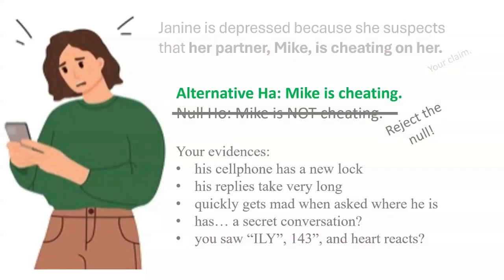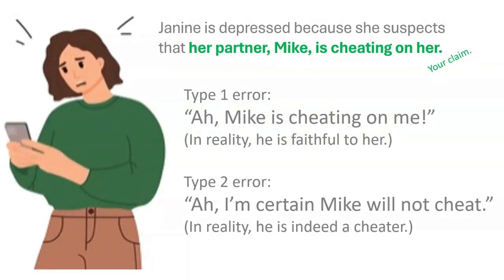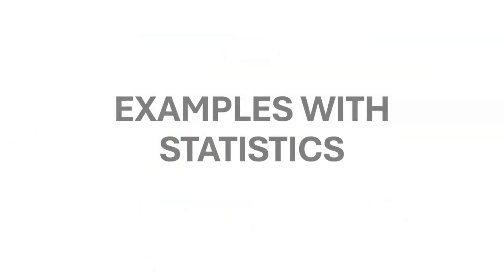Now, the two possible errors from this situation are: type 1, Janine accuses Mike of cheating, but who knows, in reality, he is actually not. Or type 2, Janine let go of or ignored the signs of cheating, but the truth is, Mike is a real cheater. We now have an idea on rejecting the null hypothesis.